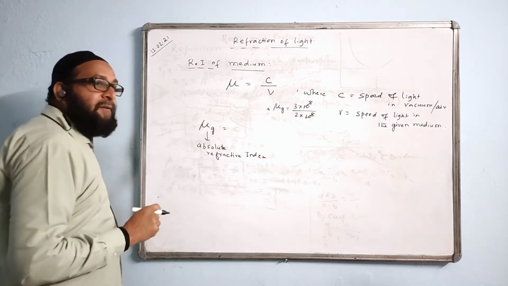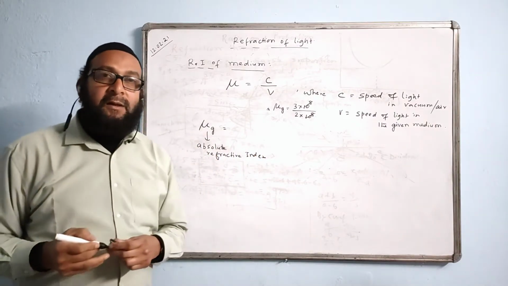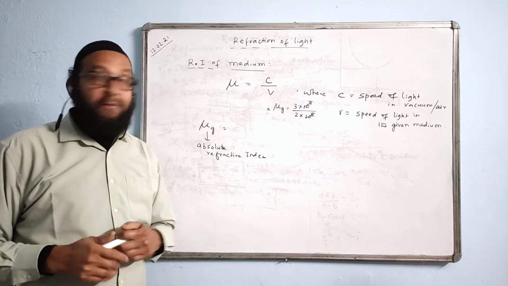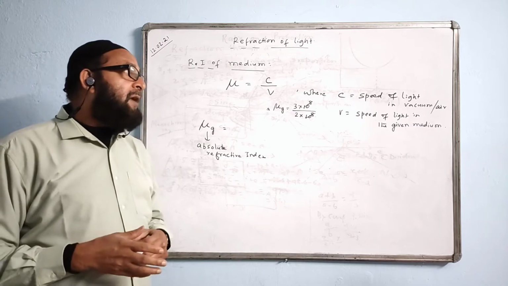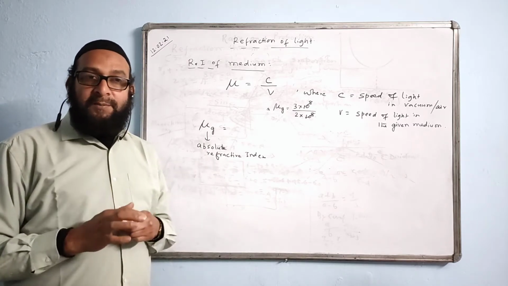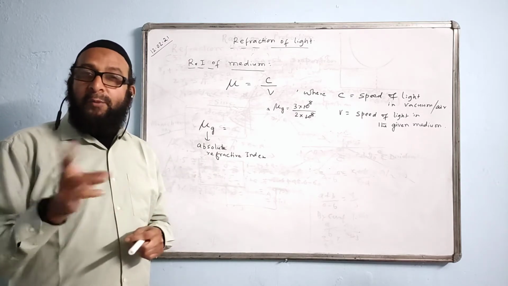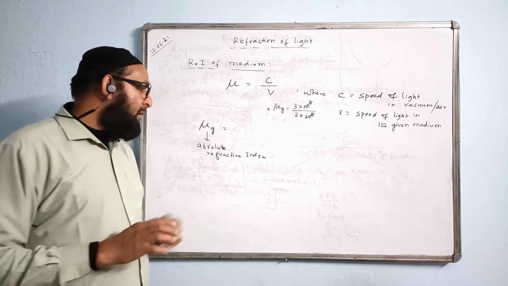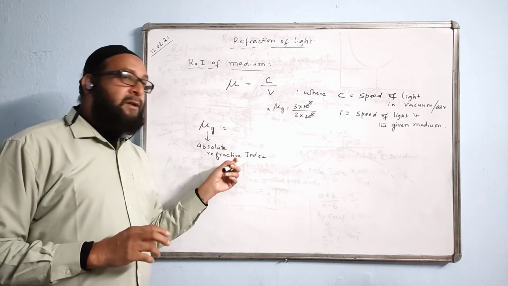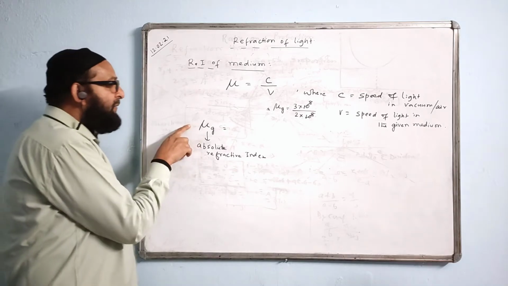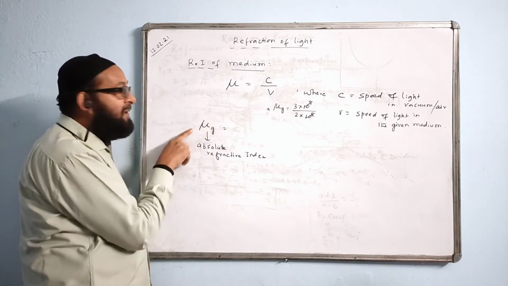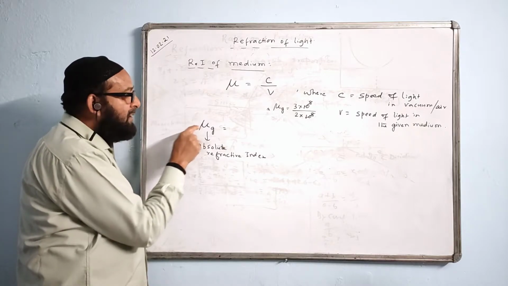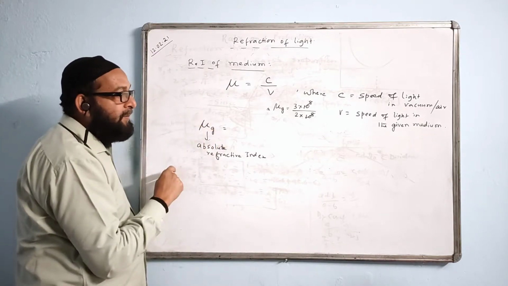What is absolute refractive index? The refractive index of a medium with respect to vacuum or air, because the speed of light in vacuum and in air almost have the same value, is called absolute refractive index. Here we may not write anything, it's automatically either vacuum or air that will be taken. So this is called absolute refractive index.